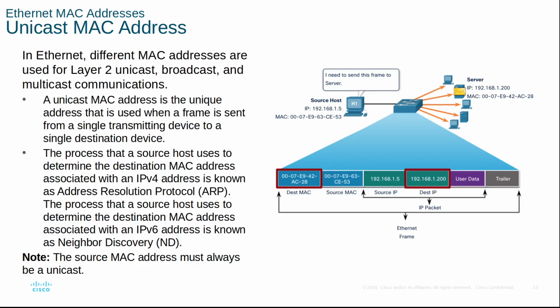There's a couple special types of MAC addresses. Unicast, so these are unique addresses that can be sent to one place, right? One destination, one device, unicast. The process that devices use to look up MAC addresses associated with IP addresses, that's ARP. It's Address Resolution Protocol. Also in IPv6, it's used in neighbor discovery, the neighbor discovery protocol.